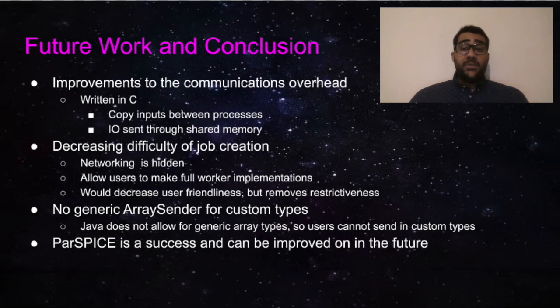The next improvement would be to make ParSpice less restrictive and difficult for some jobs and job creation. Because the networking is hidden, it can make some jobs unnecessarily difficult to implement. It would be helpful for users if they could create their own full worker implementations. This would decrease user friendliness, but would remove possible restrictions in our implementation.